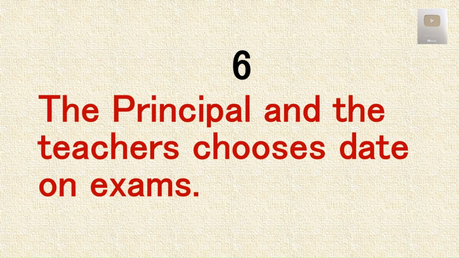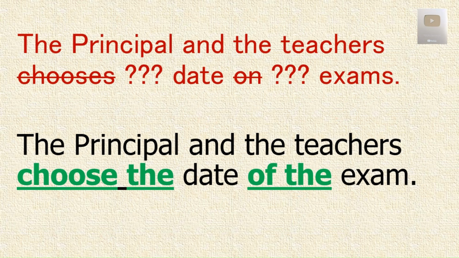The principal and the teachers chooses date on exams. That is sentence number 6. Now check how you will correct. Unlike the sentence with Sam and Chandu, here it is a double subject. So we cannot say chooses. Since it's a plural subject, it should be choose. So we say the principal and the teachers choose the date on exams.